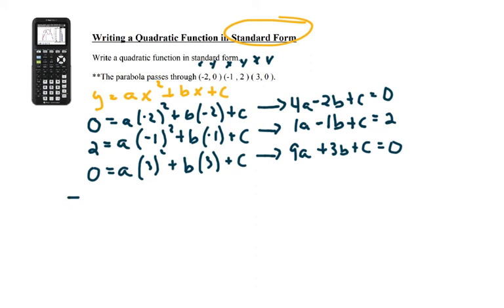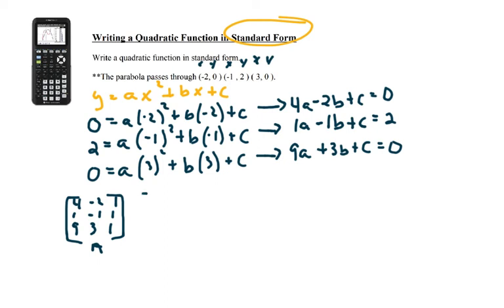If you recall, we talked about what the matrix equation should look like. We're going to have an A matrix, which is basically made up the coefficient matrix. Let's write it out. 4, -2, and 1, because that's 1c. 1, -1, and 1, because again, that's 1c. And the last one is 9, 3, and 1, because again, that's 1c.